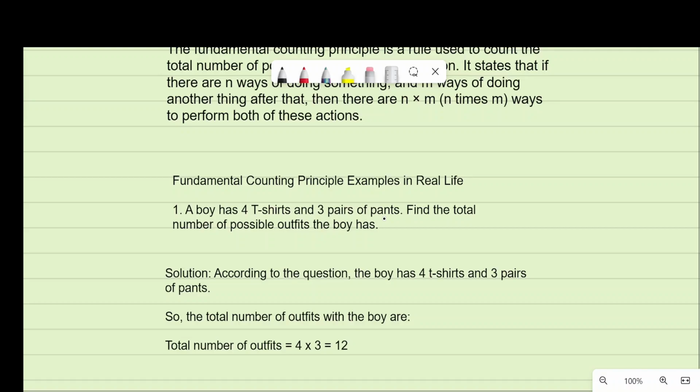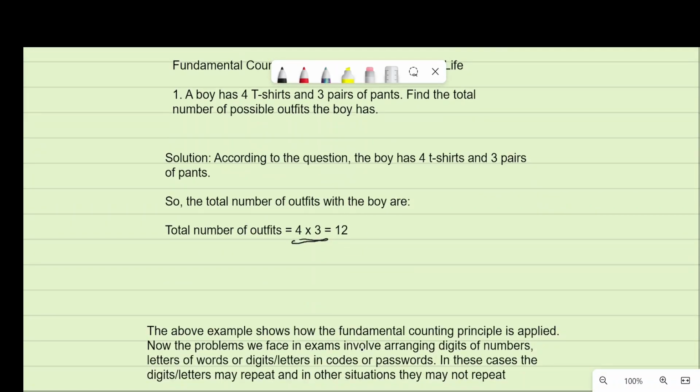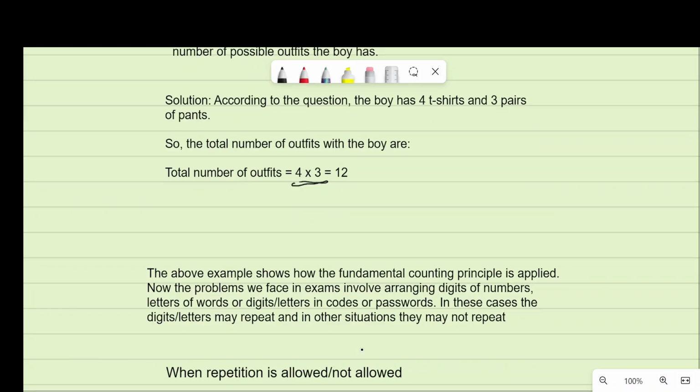So the total number of outfits with the boy are 4 times 3. So actually you can style 12 different ways with the 4 t-shirts and 3 pairs of pants. So this is where we are using the fundamental counting principle: one thing 4 times, another thing 3 times. So the total number of outfits is 4 times 3, 12. Now, the above example shows how the fundamental counting principle is applied.